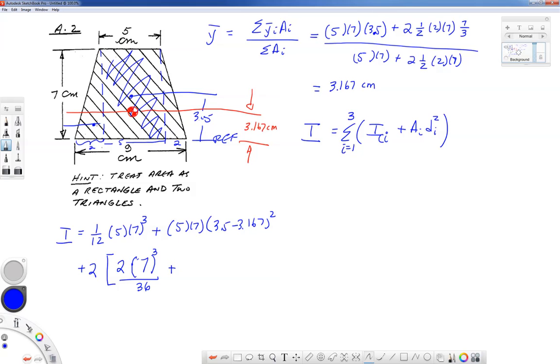And then we need to transfer the moment of inertia about its own centroid to the moment of inertia of the entire cross-section. So here we're going to have the difference between 3.167 and 7/3 squared. That's the distance squared. Tell you what, let's move that over and make a little space. Should have put the area first. There we go. The area first would be 1/2 the base times the height. And then this is the distance squared term.